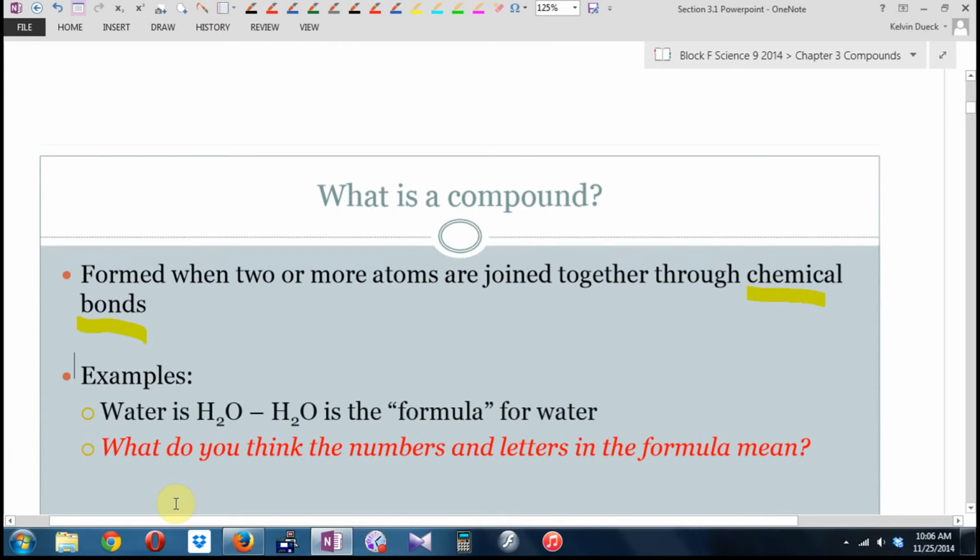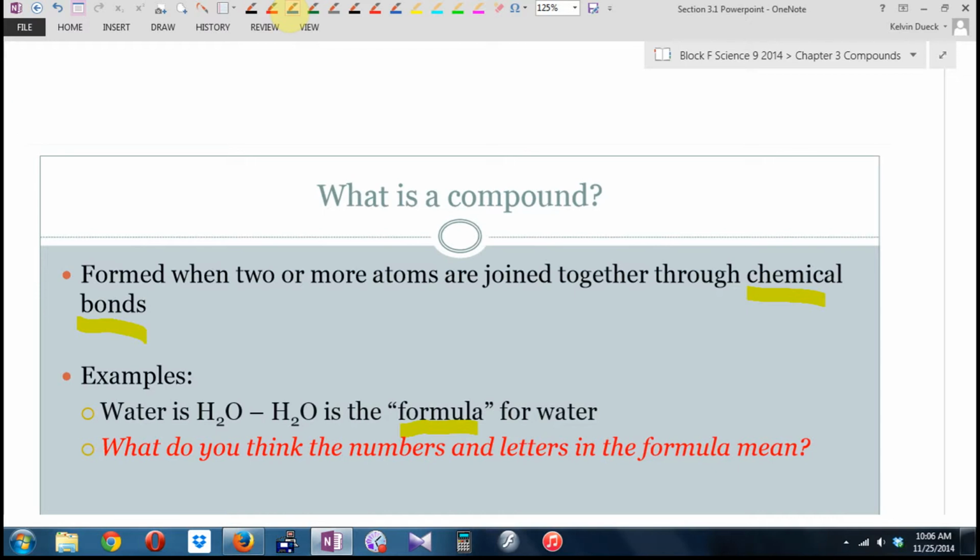Examples: water. Water is H2O. H2O is the chemical formula, and we'll call it that, for water. What do you think the numbers and the letters in the formula mean? What do you think the H stands for? Hydrogen. What do you think the O stands for? What does the 2 stand for?